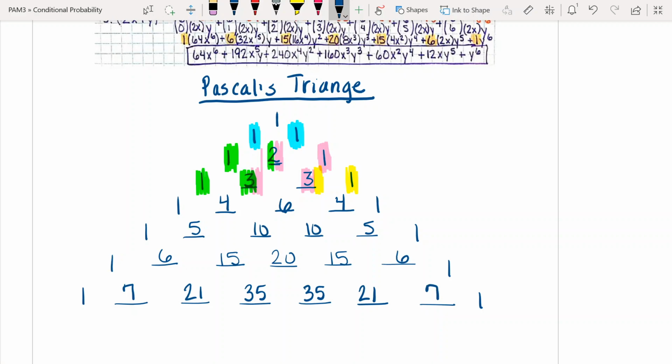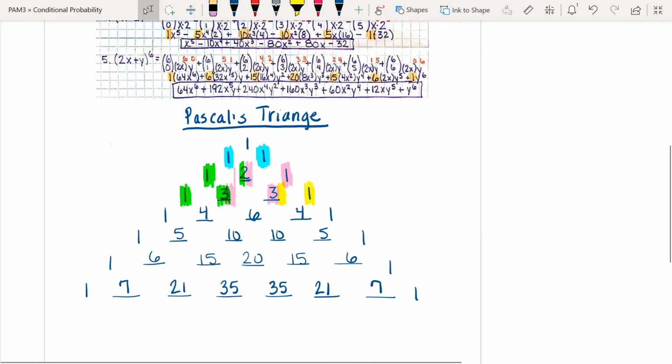And if you notice the numbers, they're symmetrical of each other. We got a 7 on the left, a 7 on the right, a 21 on the left, a 21 on the right. Okay, now what I want you to notice, I'm going to kind of sneak this down.